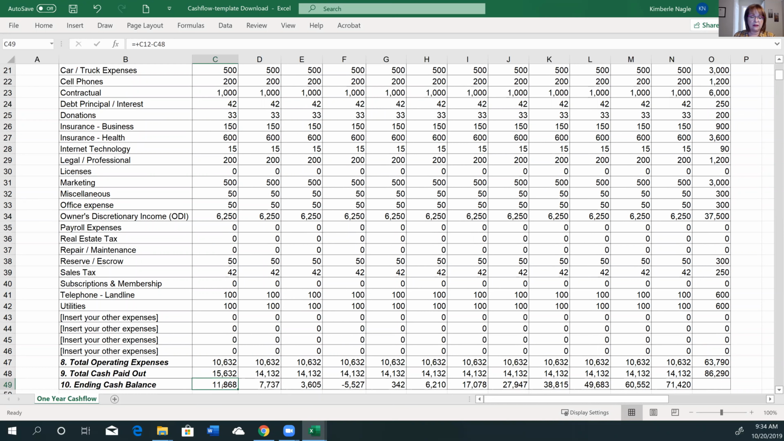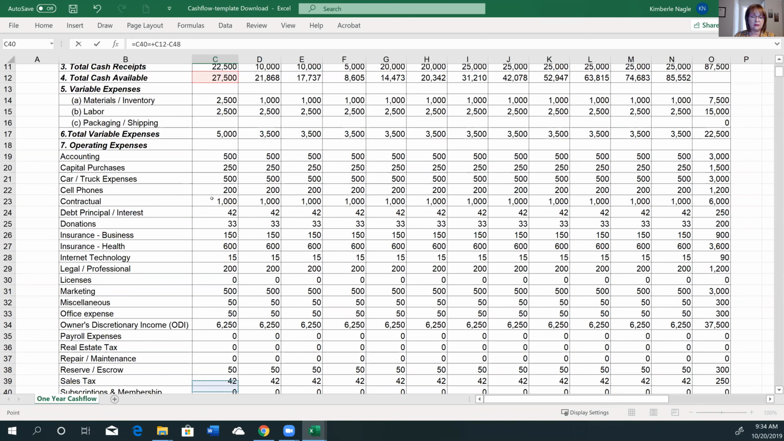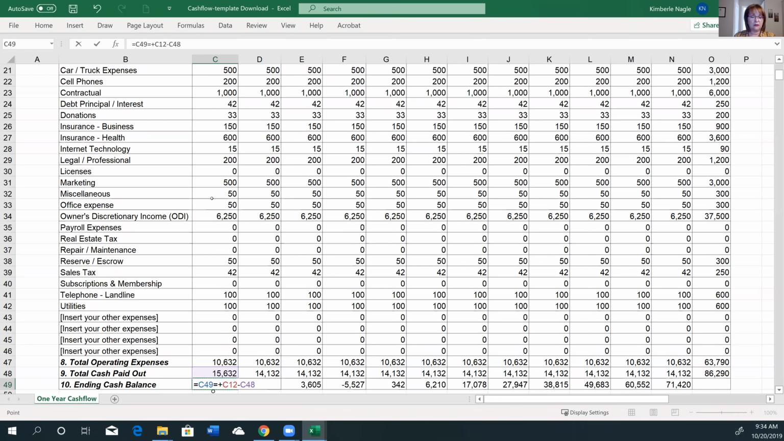Ending cash balance is cash available. We go there for you. Cash available minus total cash out gives you your ending cash.